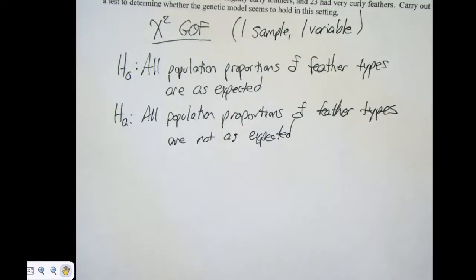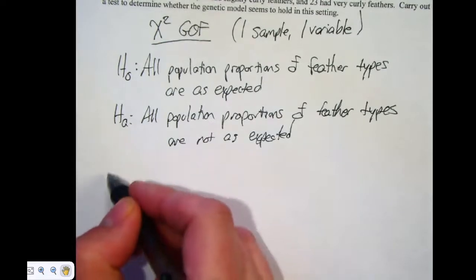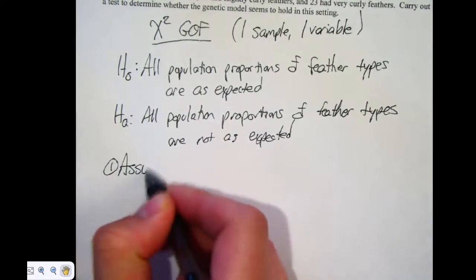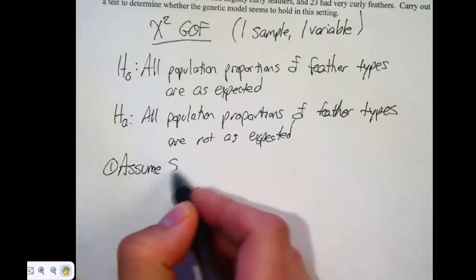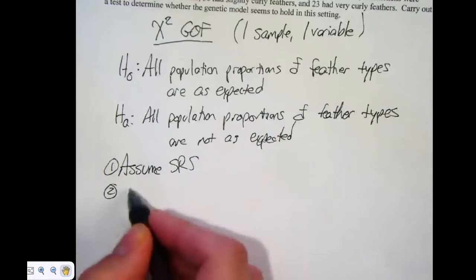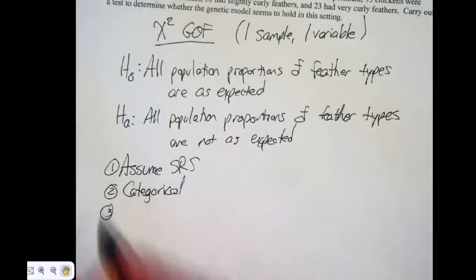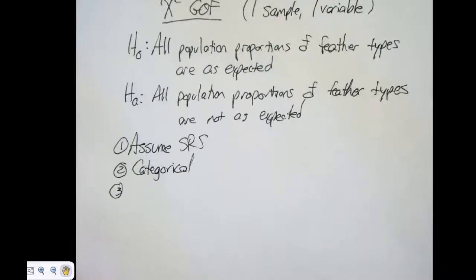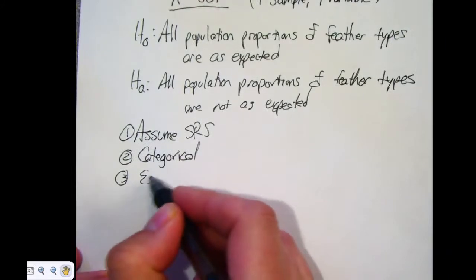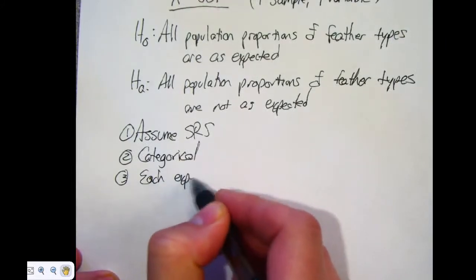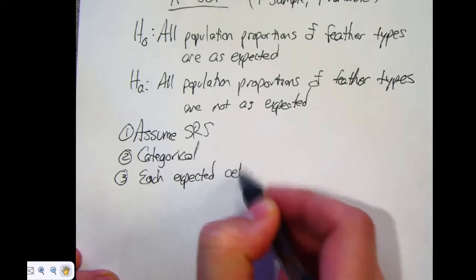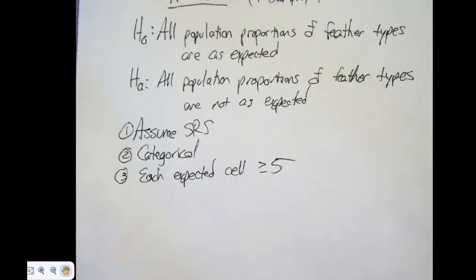Can you give me a condition? Assume SRS. It is categorical. Kenny, what's the third one? Each expected cell is greater than or equal to 5.